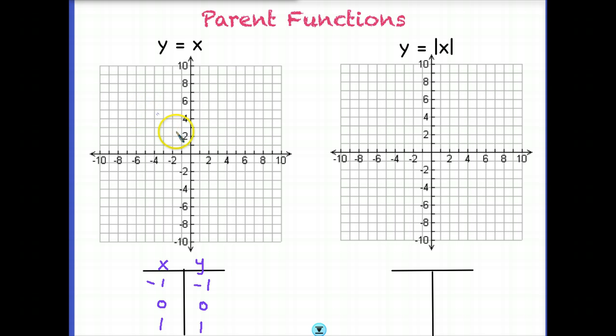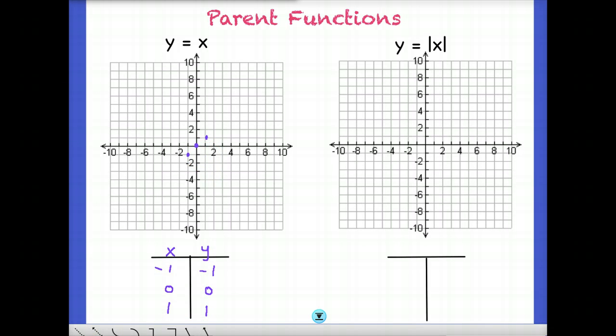If I were to graph these, I would go out for my first point here, -1 on x, and down -1 and put my point there. 0, 0 is right here. And then over 1 and up 1 is my next point. So now I have graphed my parent function. I can go ahead and draw my line. And this is what the parent function will always look like.